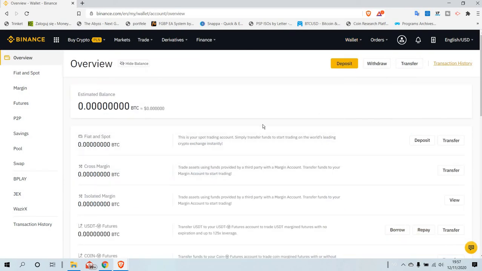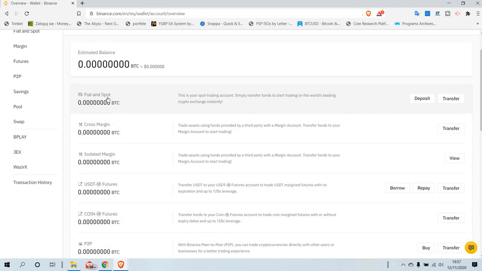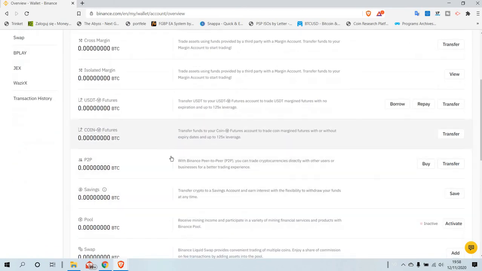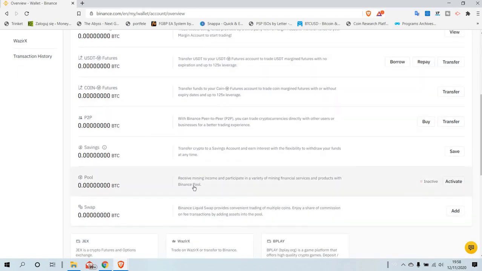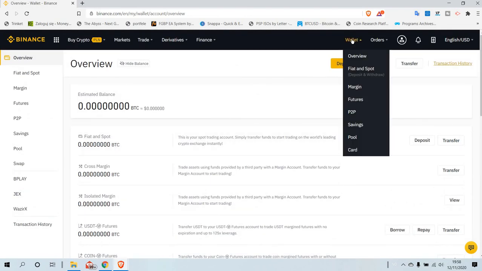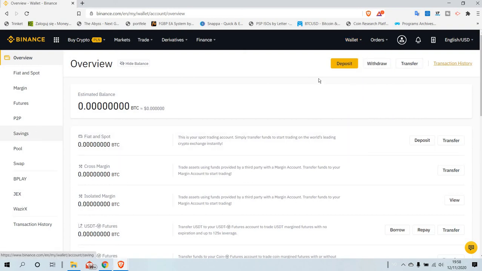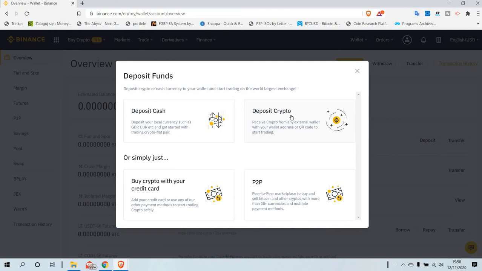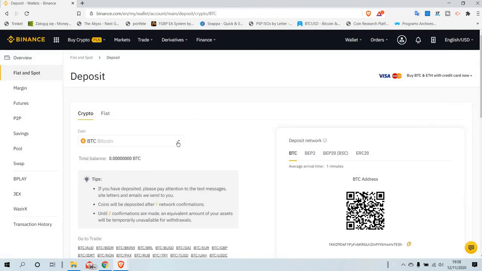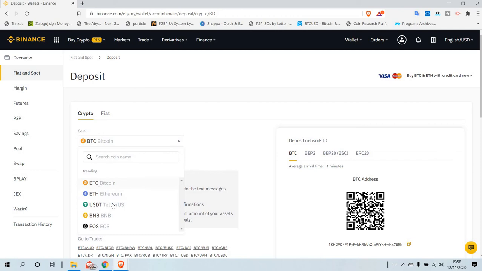Now we go to wallet. Here is the whole overview of our wallet. Here is spot, so that's the classic version of the exchange, then cross margin, isolated, futures, coin futures, peer-to-peer, savings, pools, and swaps. These are the passive income options. If we go to deposits, here is deposit. I want to deposit crypto, and in here we can choose what kind of coin we are using.